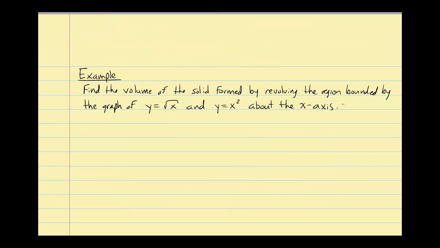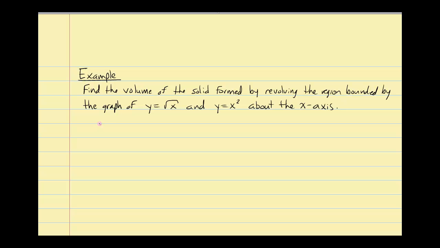So here we're trying to find the volume of the solid formed by revolving the region bounded by two graphs again. So again, we have like the area between two curves, and then we're taking that area and revolving it between the graph of y equals the square root of x and y equals x squared, and we want to rotate this about the x-axis. So again, the first thing that we'll want is a curve sketch.